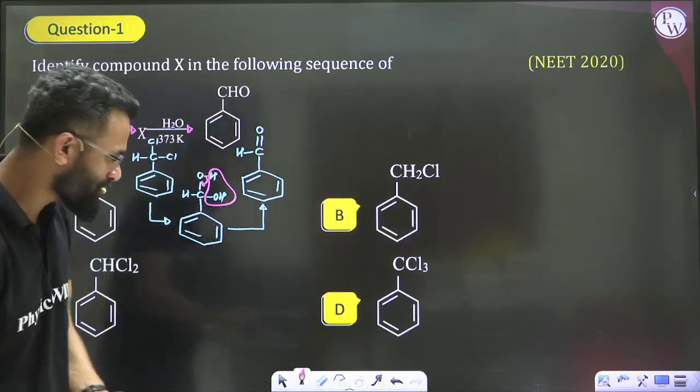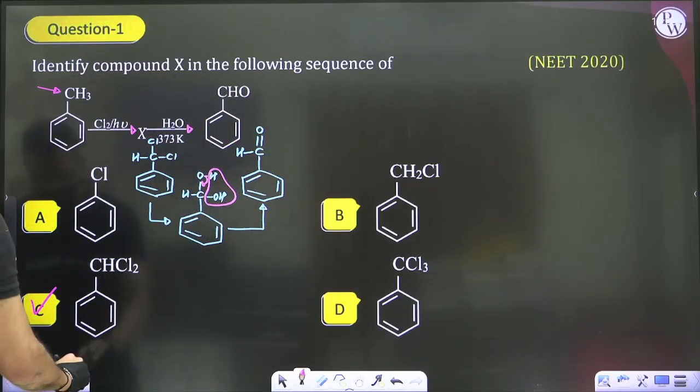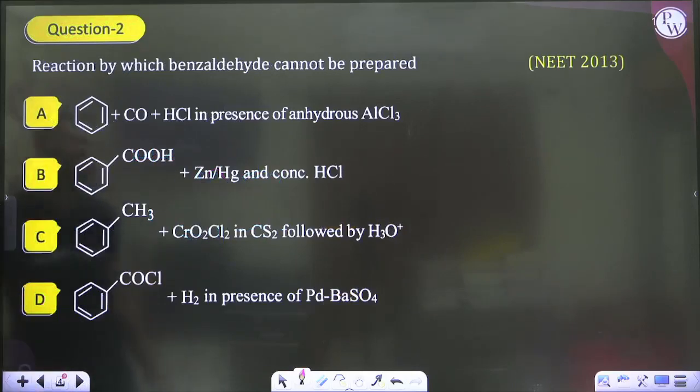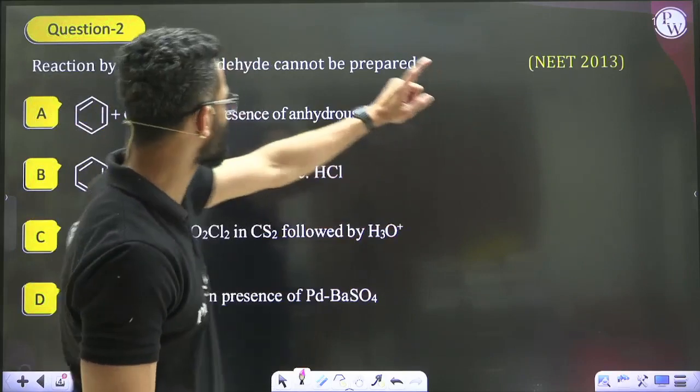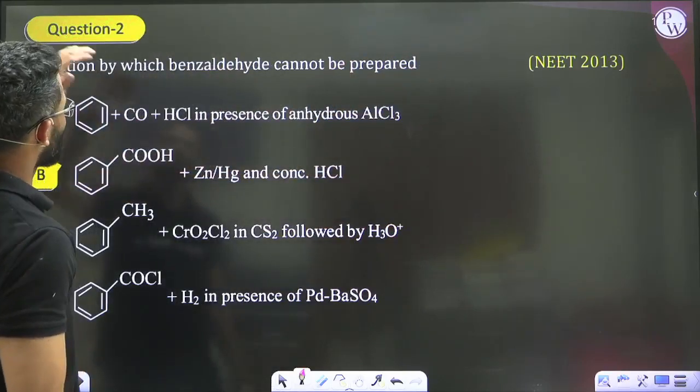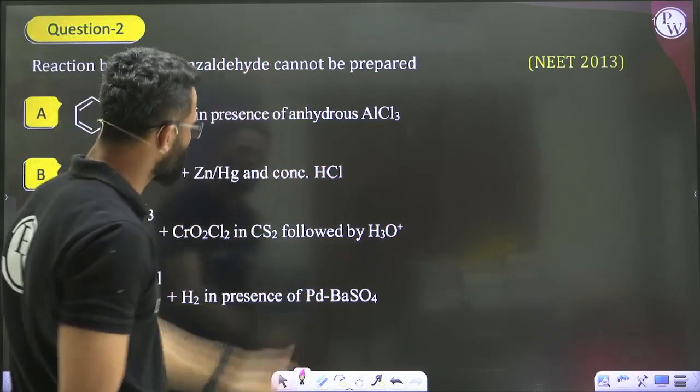So everyone, without wasting much time, let's get started here with question number 2. You can see the NEET 2013 question, the question says: identify the reaction by which benzaldehyde cannot be prepared.